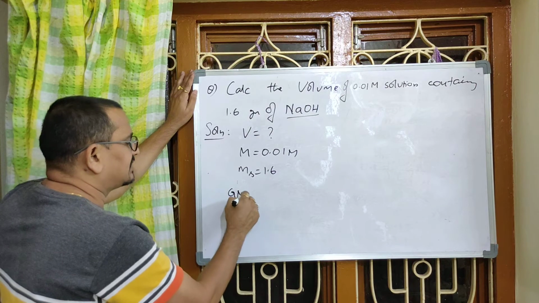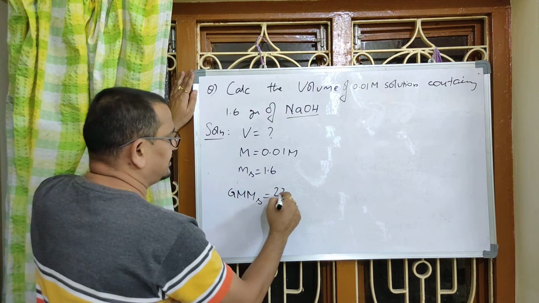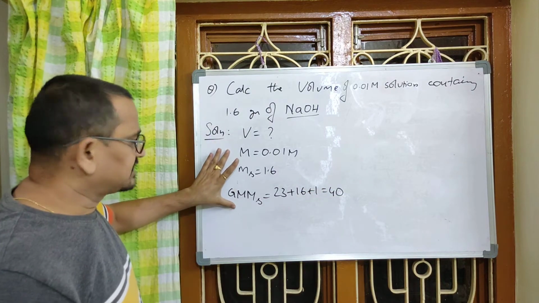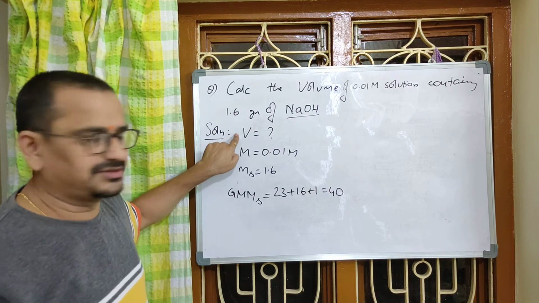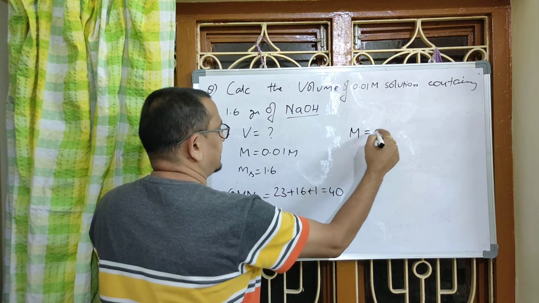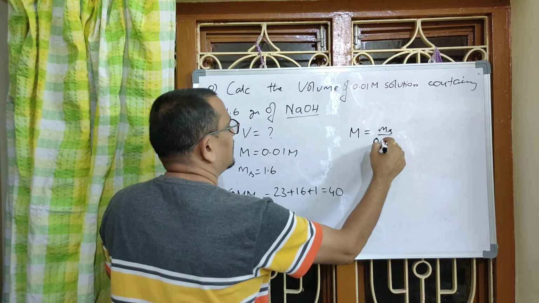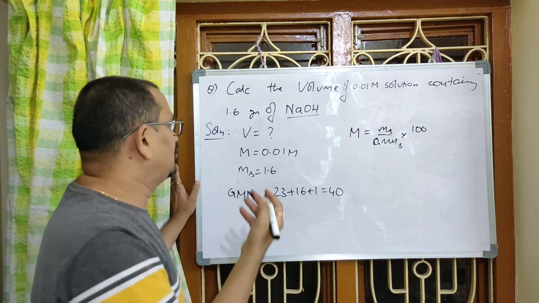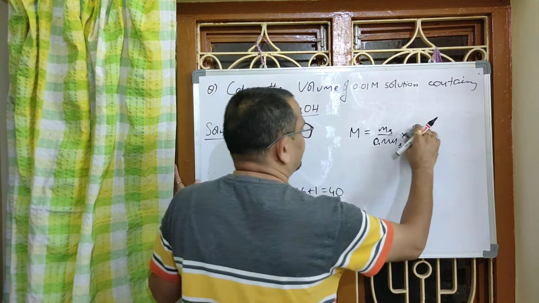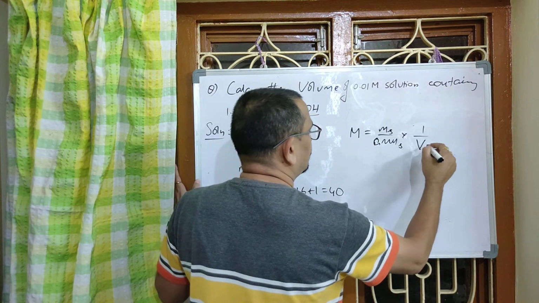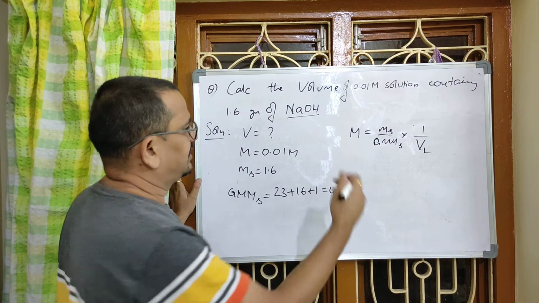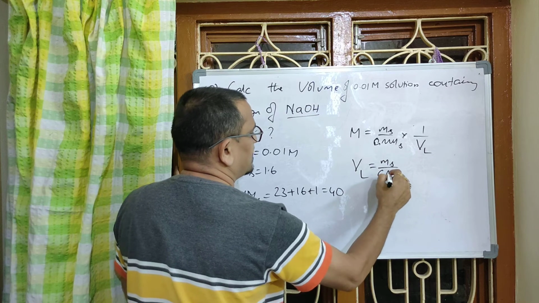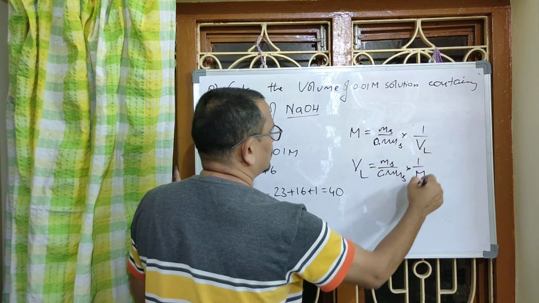What is gram molecular mass of solute? It is 23 plus 16 plus 1 means 40. Now, these are the values given. This is asked to find out. What's the formula between them? Molarity equals to mass by gram molecular mass of solute into, if you want to find the volume in liters, you can take 1 by V, 1 by volume of solution in liters. Now you just rearrange this. Volume in liters equals to mass of solute by gram molecular mass of solute into 1 by molarity.